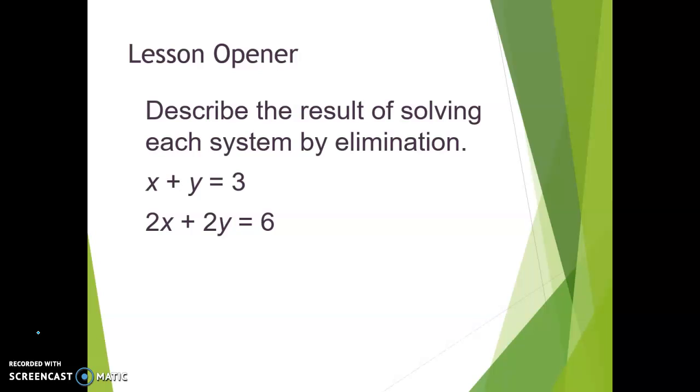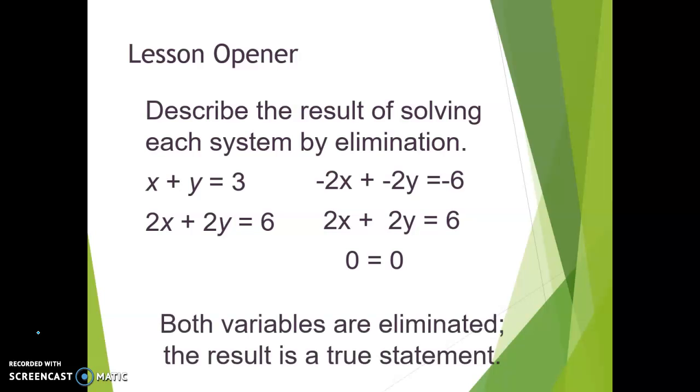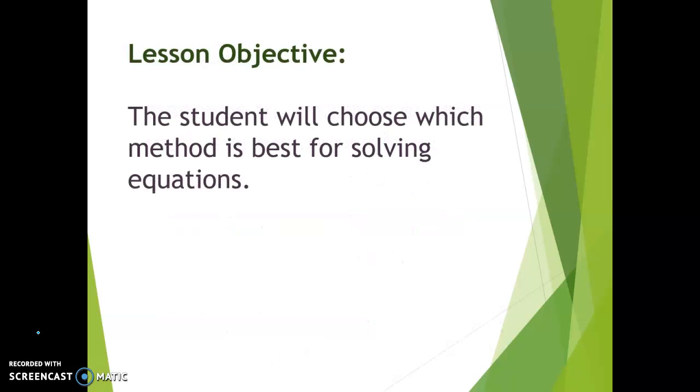What about this system of equations? What would happen? We would get 0 equals 0. Even though both variables are eliminated, we still have a true statement.